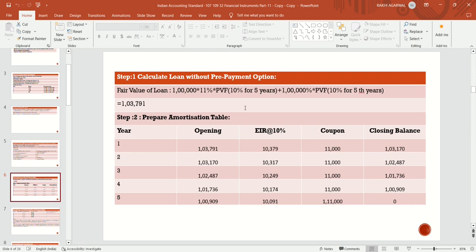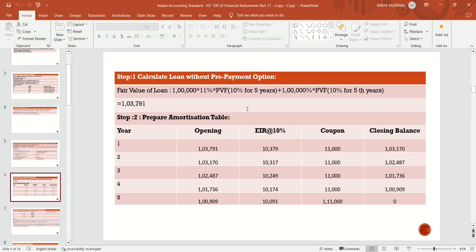The interest will be 11,000, because it is 11% of 1 lakh, with the present value factor for 5 years. Then at the end of 5 years we will pay the whole amount along with interest, that is 1 lakh, with its present value for the fifth year. So it becomes 103791. Prepare step 2, prepare the amortization table.